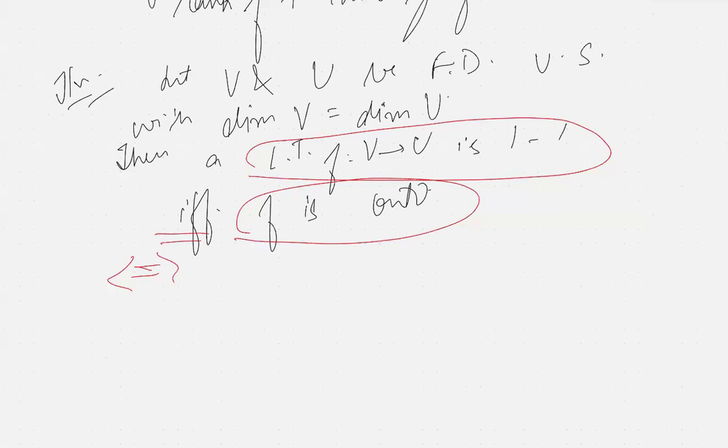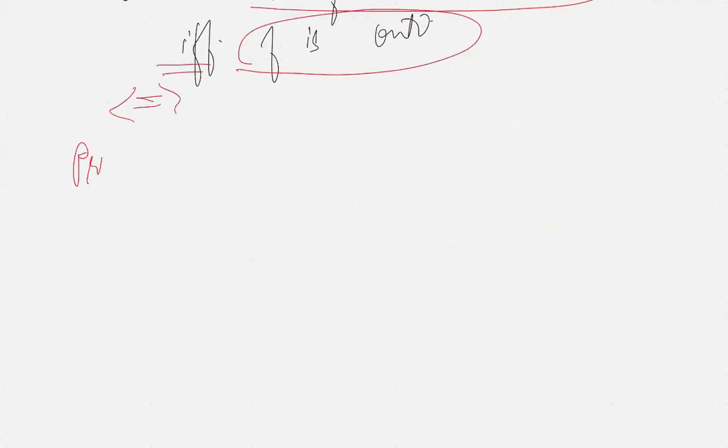Let's start with the proof with one side, that F from V to U is 1, 1. We have done this just now: F from V to U is 1, 1 if and only if kernel of F is equal to 0. We have to prove that F is onto.